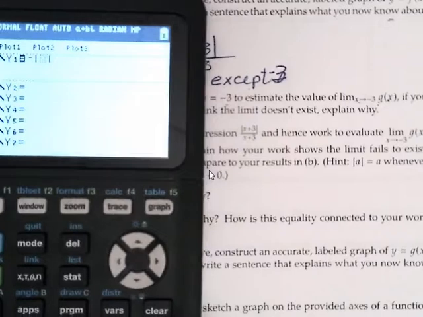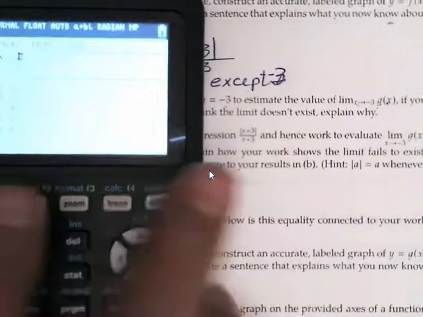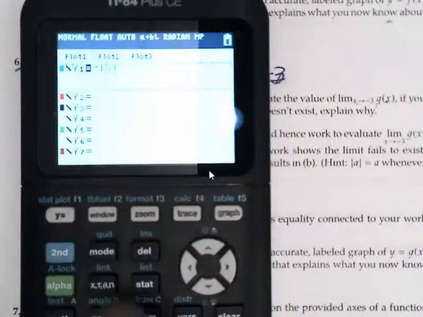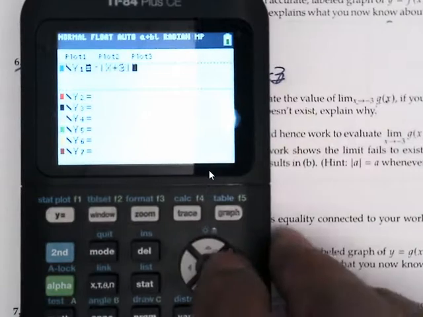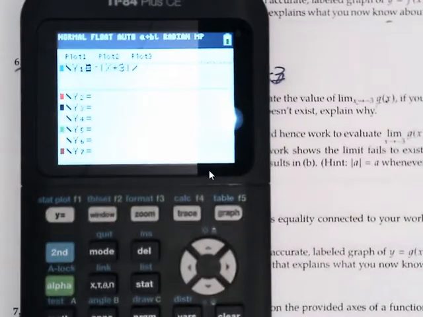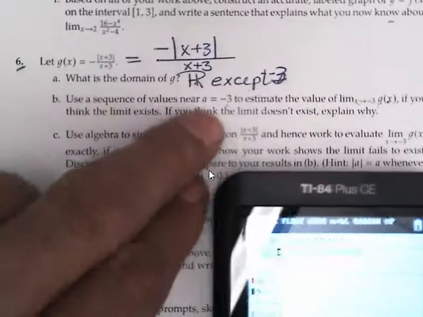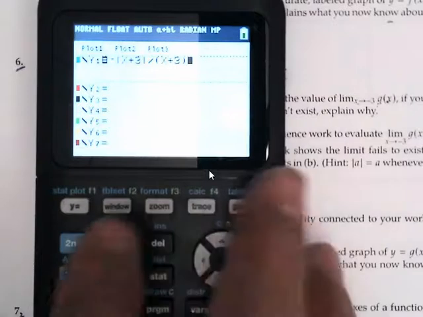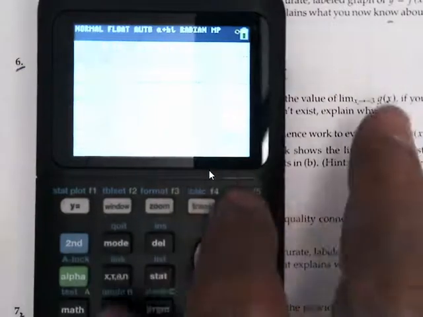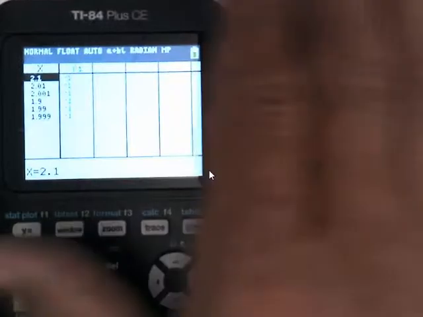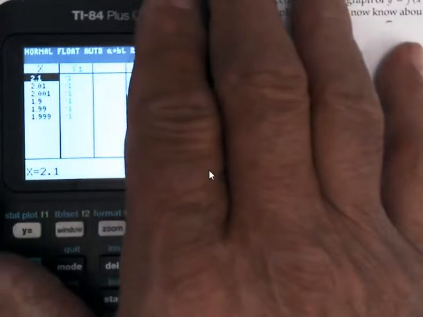Okay, absolute value of, what was it? X plus 3, divided by the quantity x plus 3. Close parenthesis. And we're supposed to try stuff near negative 3. So I'm going to go to second table, and I got to get close to negative 3.